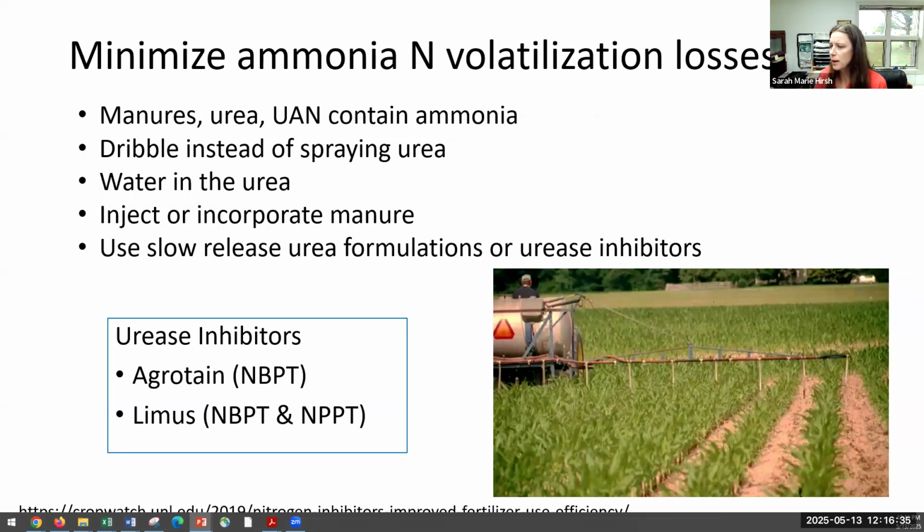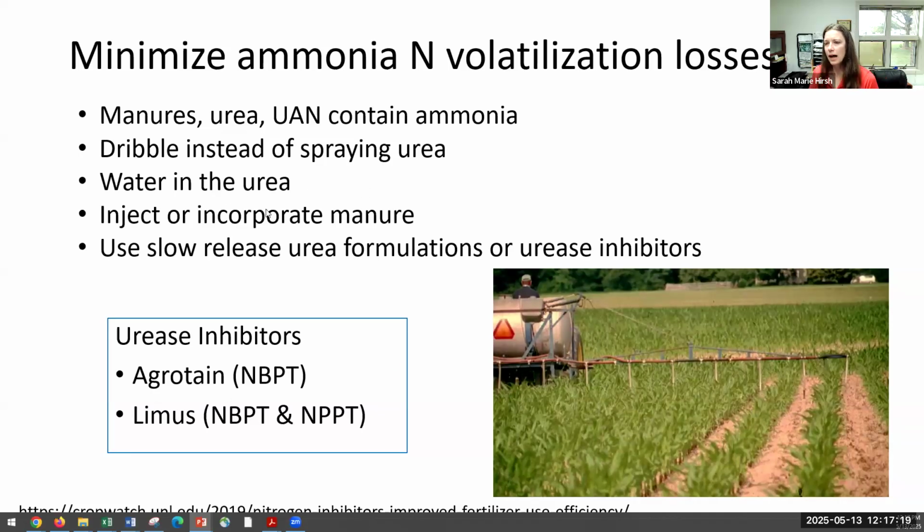Now we're going to shift gears and talk about how we can minimize ammonia nitrogen volatilization losses. So manures, urea, and UAN and other fertilizers all contain the ammonia form of nitrogen. Some of the recommended practices include dribbling instead of spraying the urea. It's a lot more efficient to put it down. You can see this picture here where they have the drop down tubes, and they're just dragging those tubes on the ground to dribble the nitrogen out. That allows it to absorb better into the soil, and it's not being exposed as much to the air and volatilizing. So you actually get more nitrogen that stays in the soil.